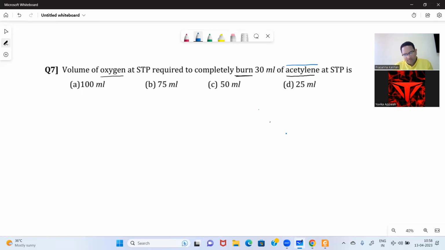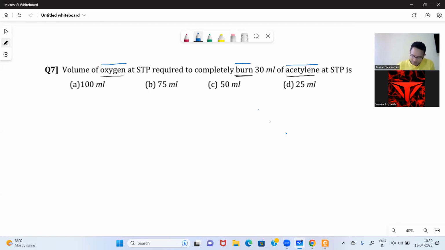And any hydrocarbon, if you burn in oxygen, the products are constant. There are only two products, okay, Yuvika? Whether you burn methane in oxygen, ethane in oxygen, ethene in oxygen, or ethyne in oxygen, it doesn't matter. All of them, when they burn in oxygen, give you only two products, carbon dioxide and water.